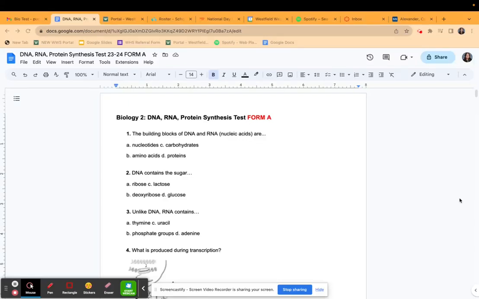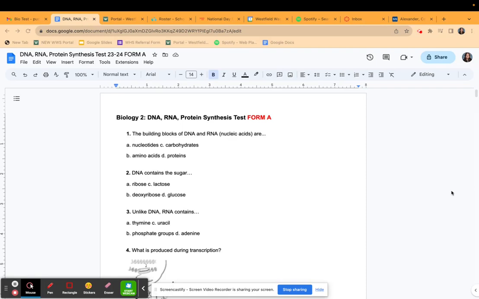Biology 2 DNA RNA protein synthesis test, Form A. Number 1. The building blocks of DNA and RNA, or nucleic acids, are: A. Nucleotides, B. Amino acids, C. Carbohydrates, D. Proteins.